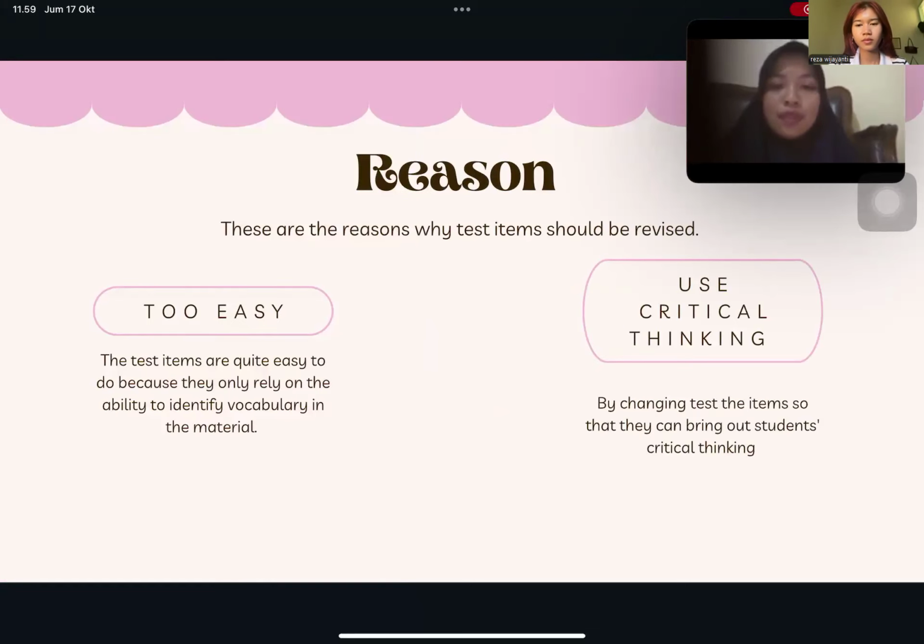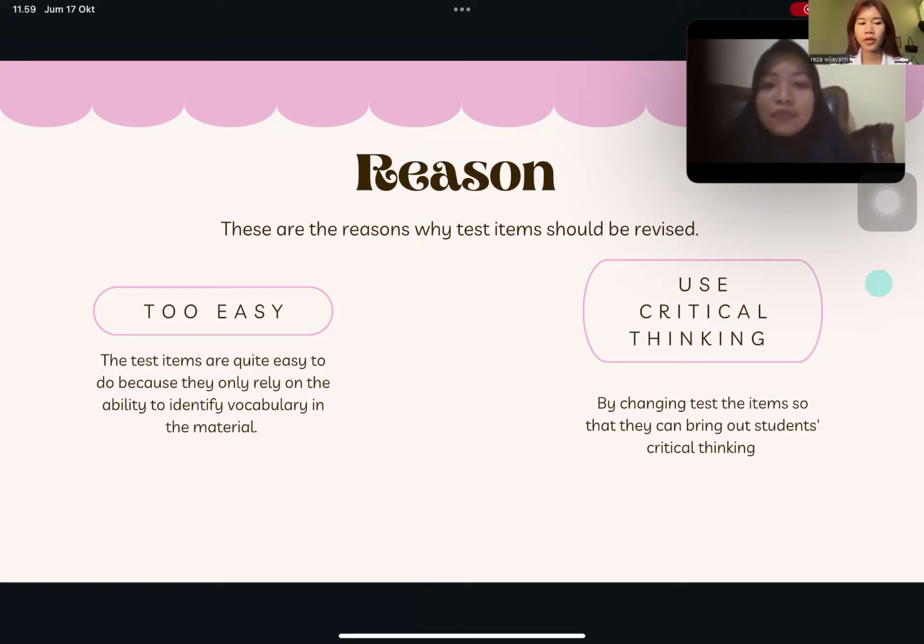So the reason is that the test item was too easy to answer. The test item was quite easy because students only had to rely on the ability to identify the vocabulary in the material. So we tried to use the critical thinking of the students by changing the test item, so that the question can bring out students' critical thinking through a tricky question. Next.